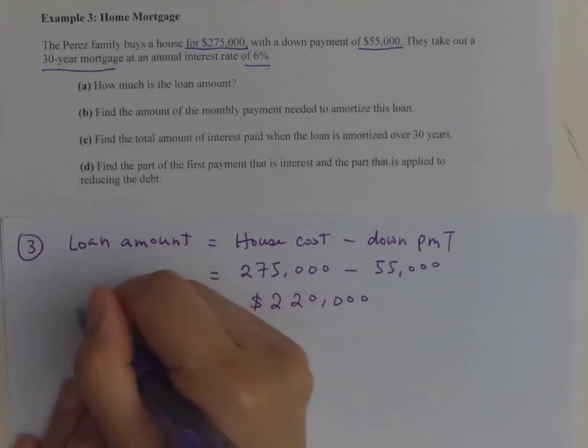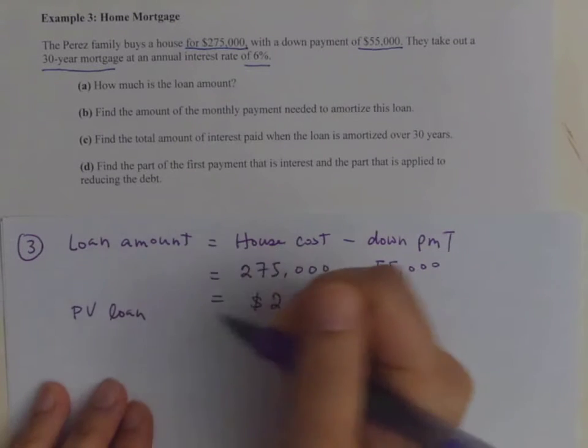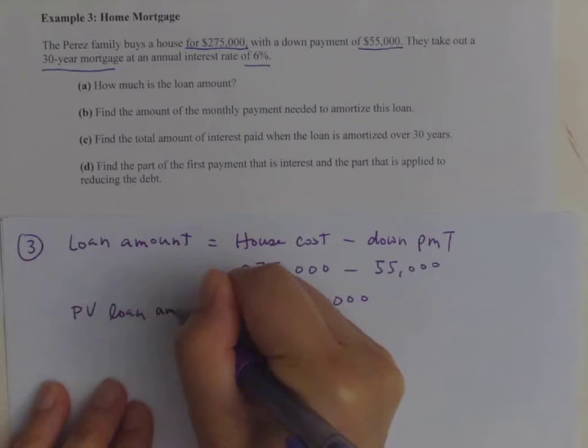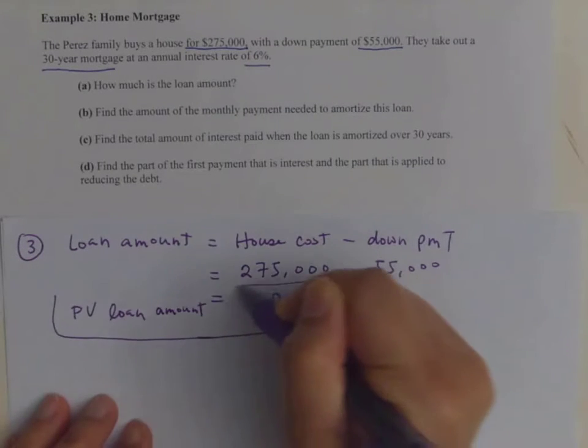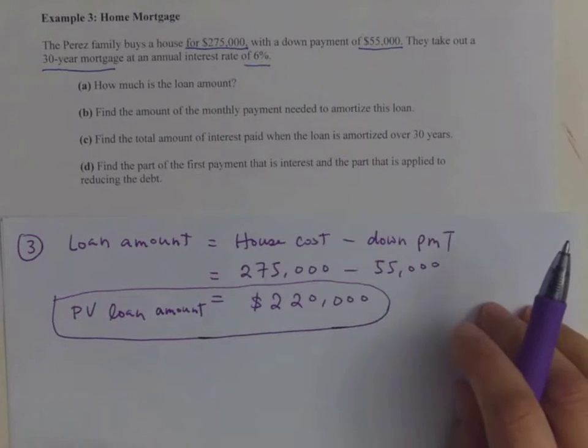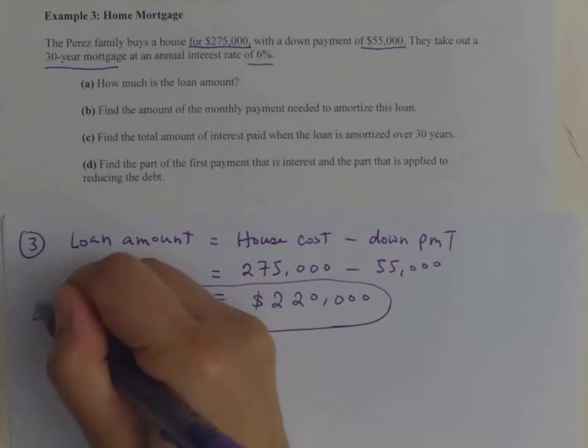So that's the present value of the loan, right? Because if you're buying the house, it's going to be bought today, not in 10 years. So this is your loan amount, the present value. All right, and that's part A.